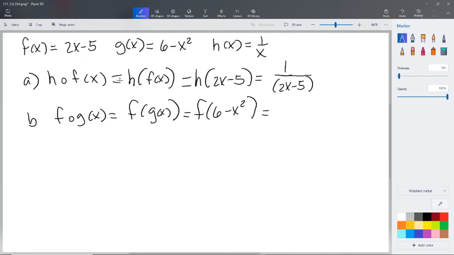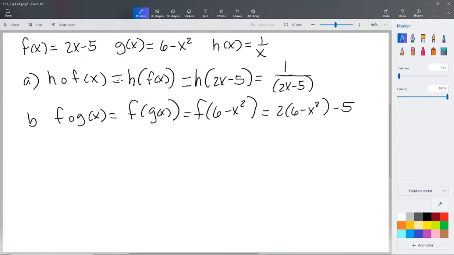So we only have one x here. It's 2 times x, except that x is going to be replaced with 6 minus x squared, as in 2 times 6 minus x squared, and then there is a minus 5 after that in the f of x equation. Now, it's not good enough to leave it here. Certainly, we have to distribute our 2.